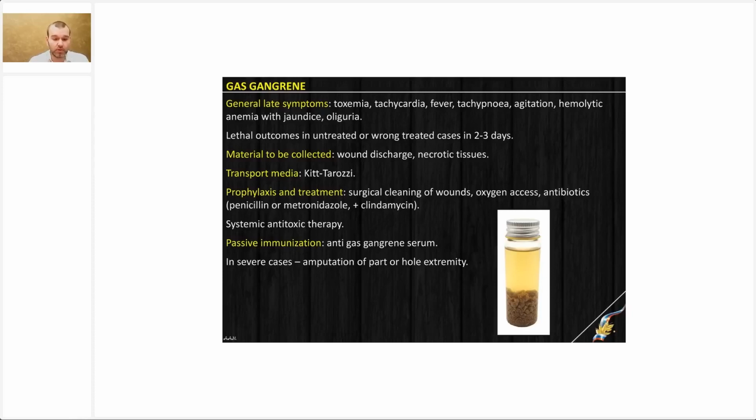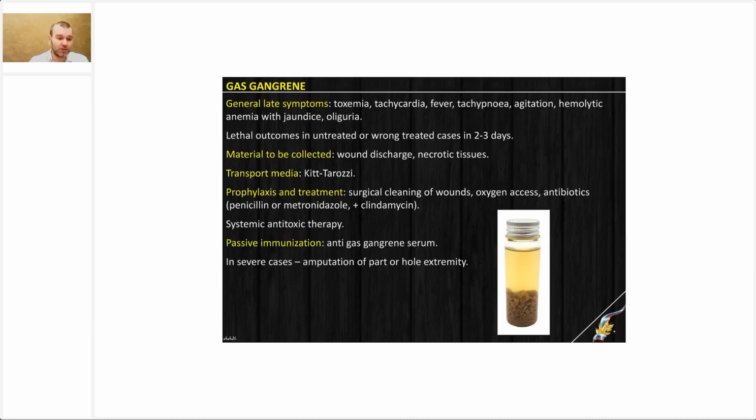And antimicrobial treatment is extremely important in that case. Usually it is multiple antimicrobial treatment. Two antibiotics as a minimum should be provided. It is a simple penicillin or metronidazole plus clindamycin. And of course, killing of bacteria is not sufficient to prevent complications of the disease.